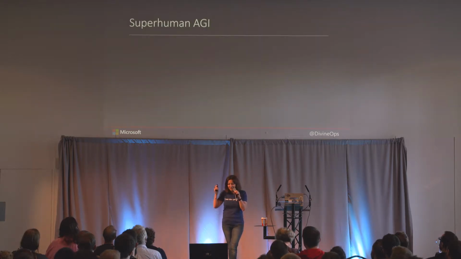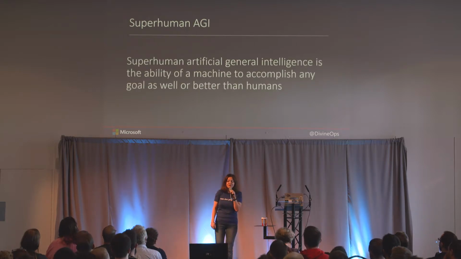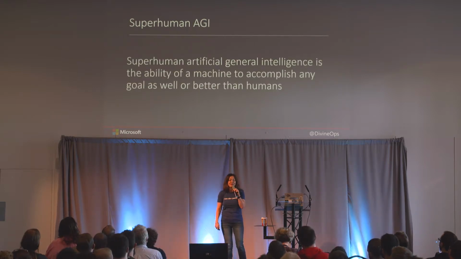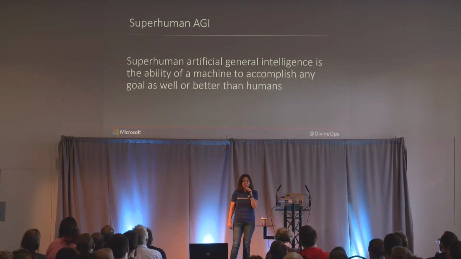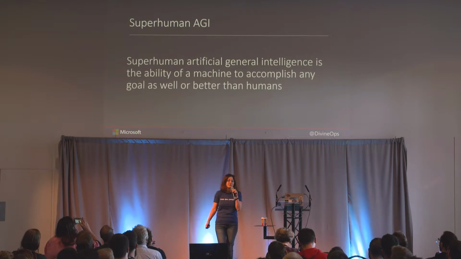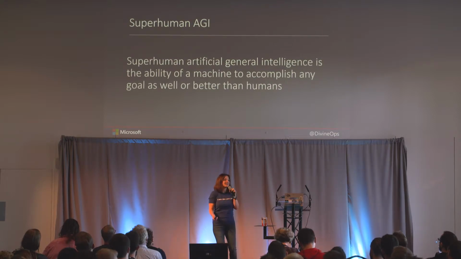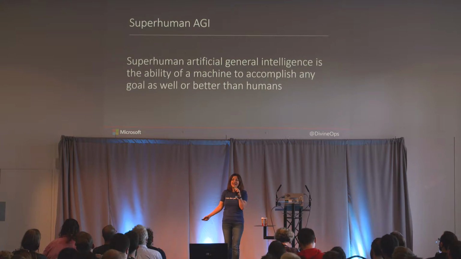One more definition before I go on. Superhuman artificial general intelligence is defined as the ability of a machine to accomplish any goal as well or better than humans do, right? And then there's a lot of opinions out there on when superhuman intelligence is going to be achieved, if at any time it's even possible, right?